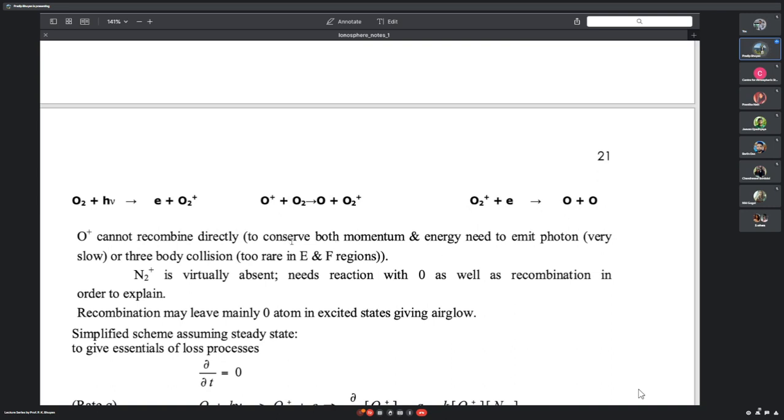Because of conservation of momentum and energy, that reaction will require emission of a photon, so that reaction will be very slow. And also, it may be that the three-body reaction we have written earlier, O plus combining with an O2 plus M, converts to the other species. So the three-body collision, while discussing D, we are discussing this also.